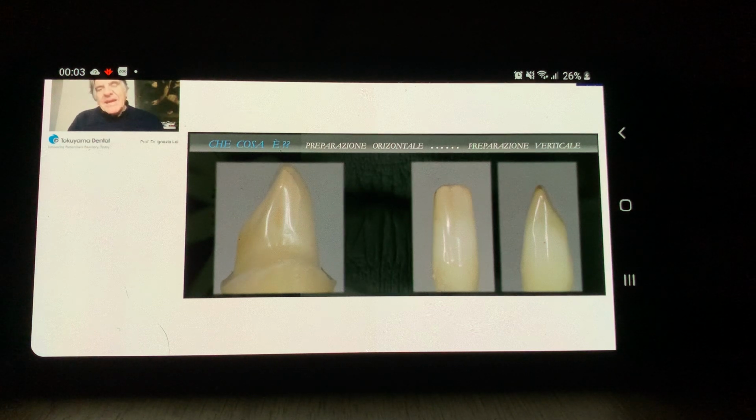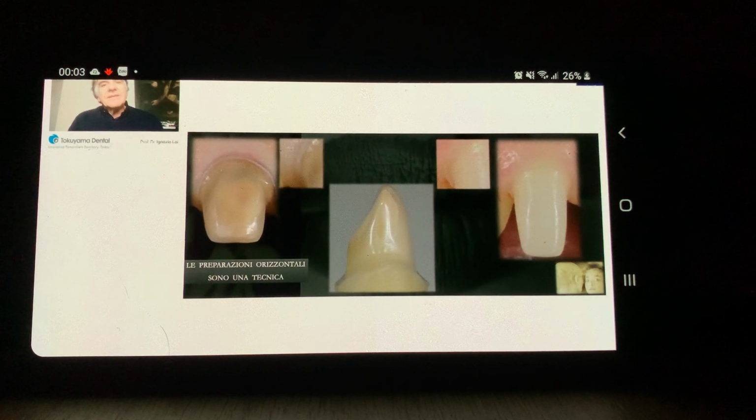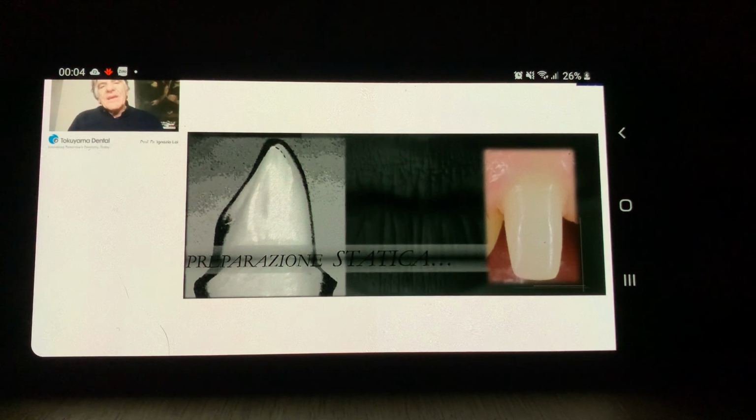If we compare the two preparations, the vertical one and the horizontal one, we can see that the horizontal preparation must be considered, at least for me now, and I did use it for a certain time, a preparation that is static. But actually, horizontal preparation is just a technique in the creation of a space in the tooth structure, which will then be filled with our restoration. And this is a technique which is static, because the thickening we create cannot be then changed.